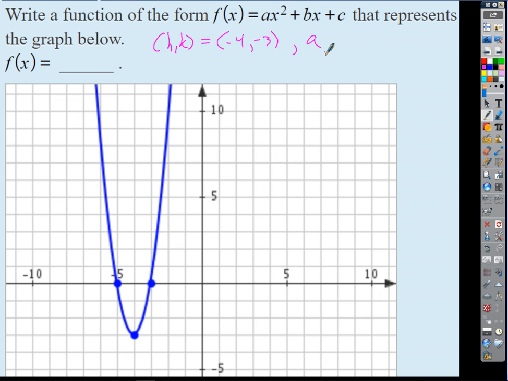And what's the value of A? Instead of going over 1 and up 1, I'm going up 3. So what do I multiply my y value by? 1 times what is 3? 3, okay, so A is 3. And so then all I would do is write this first of all in vertex form. And then what would I do to put it in standard form?